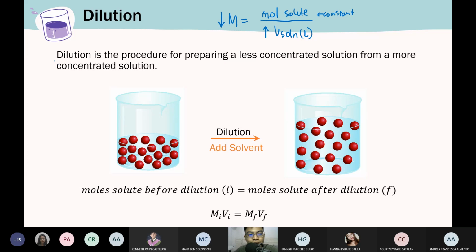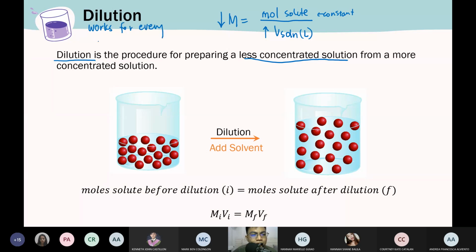Yun yung dilution. Dilution is a process wherein you create a less concentrated solution from a more concentrated solution by just adding solvent. Buhusan mo lang ng tubig, magiging less concentrated yan. Okay? And this equation works for every concentration unit. Okay? So it works for every concentration unit.